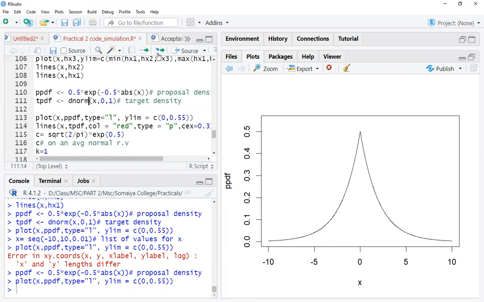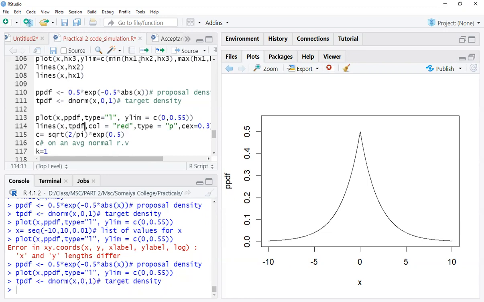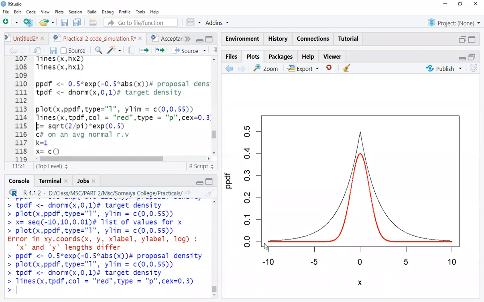Now let's draw for this. Look at the shape. As my x is increasing, the tail for the proposal and the tail for the target are almost tending to the same. It is not equal, it is tending to the same, remember. But if you look at the shape here, the proposal and the target have a lot of gaps. So the acceptance probability might be less here. It will be below 40, below 30, because the proposal is not exactly matching your target.